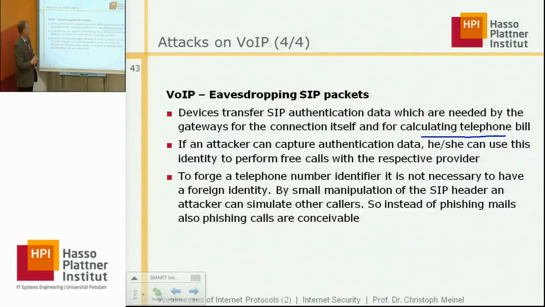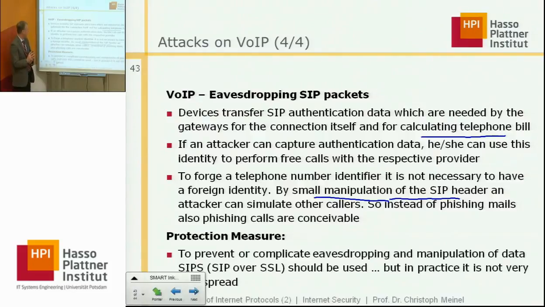To forge a telephone number identifier, it is not necessary to have a foreign identity. By a small manipulation of the SIP header, an attacker can simulate other callers. A small manipulation of the SIP header is enough to be able to simulate other callers. So instead of phishing mails, phishing calls are also conceivable.